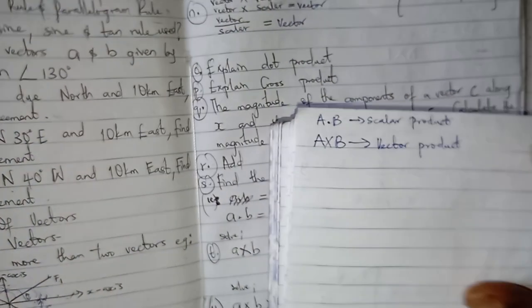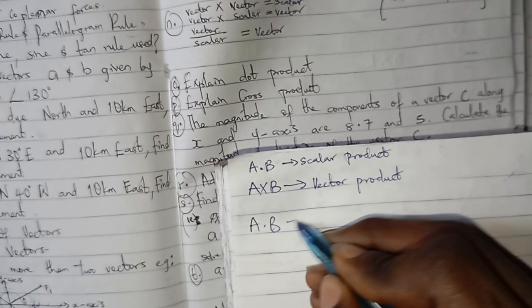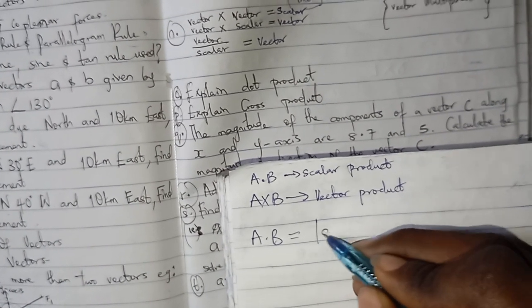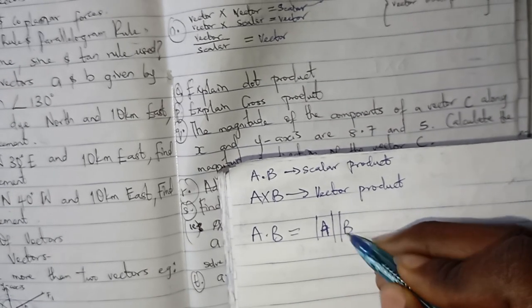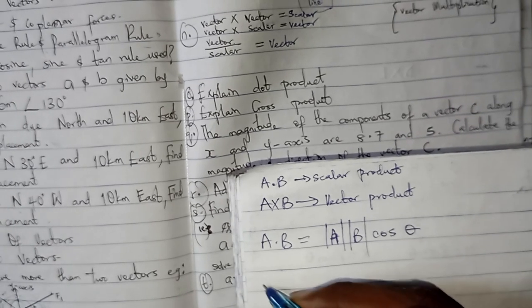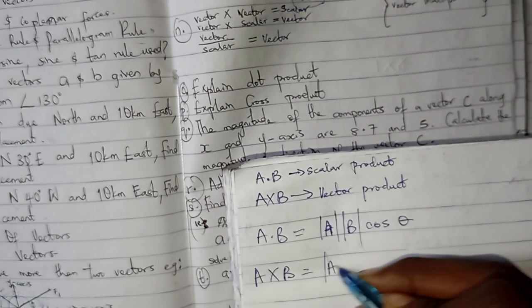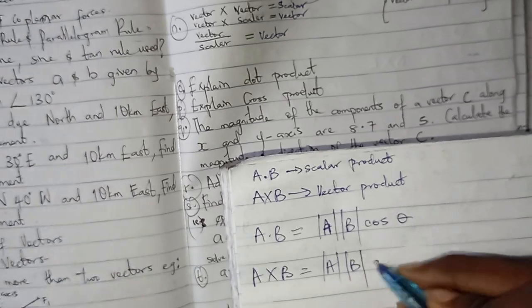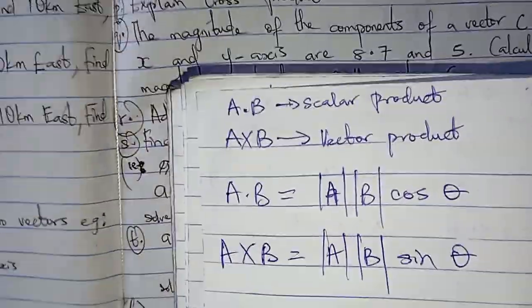And we normally give this dot product by A dot B. We normally say that A dot B is equals to magnitude of A, then magnitude of B cos theta. And then the cross product is given by A cross B is equals to magnitude of A, magnitude of B sine theta.